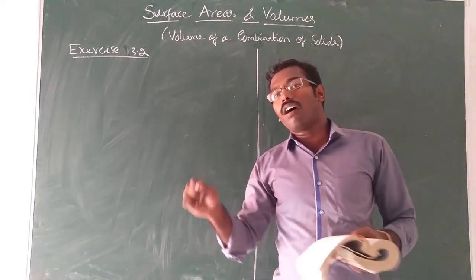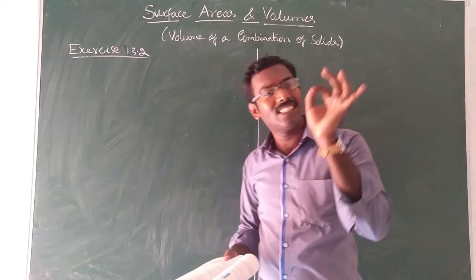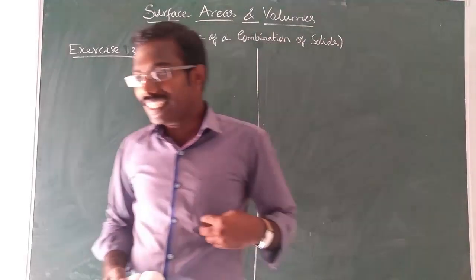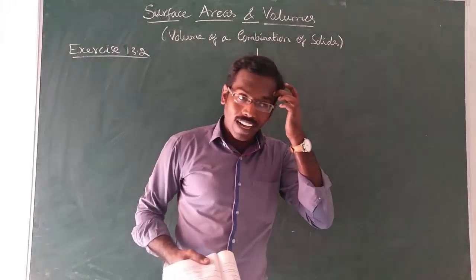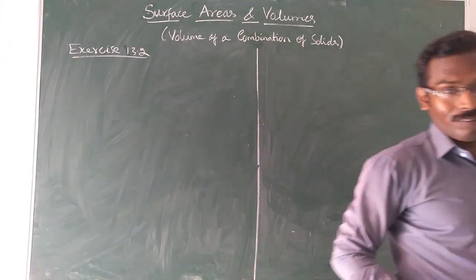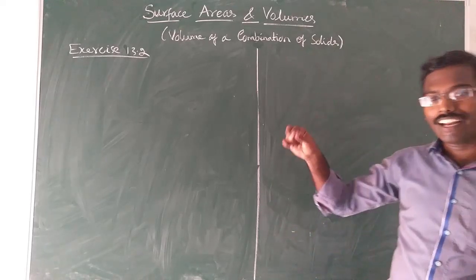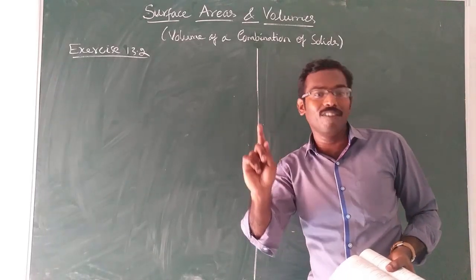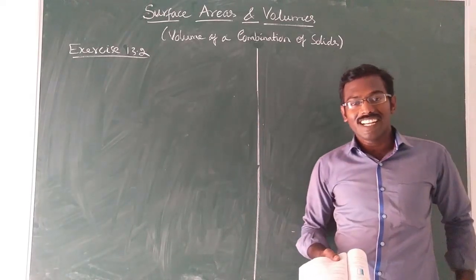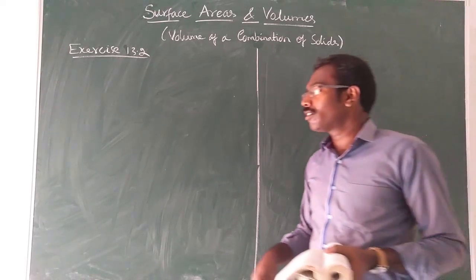This volume of combination of solids, exercise 13.2, in one sense is easier than exercise 13.1. Why? Because in 13.1, you may have a doubt whether to use the curved surface area formula or the total surface area formula. But here, for volume, for every shape there is a single volume formula. So in that sense, this exercise is slightly easier when compared to 13.1. We will directly go to the first sum.